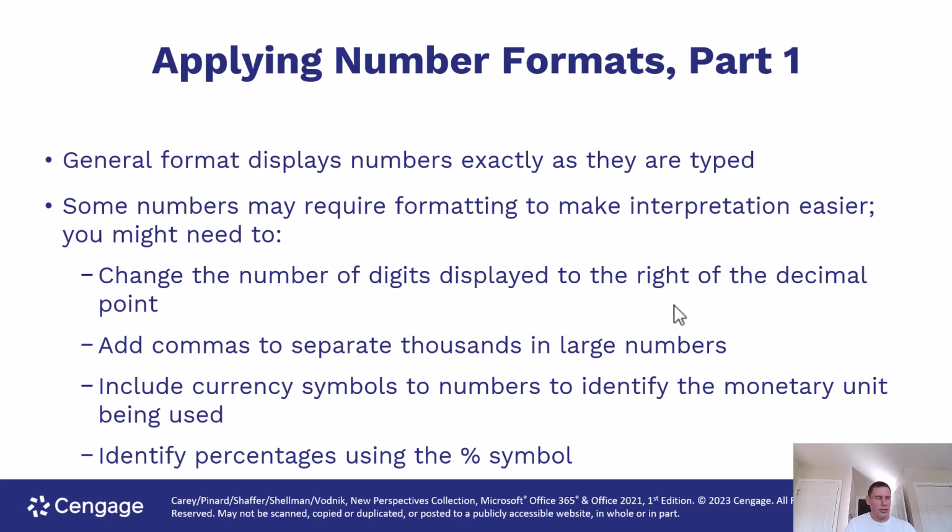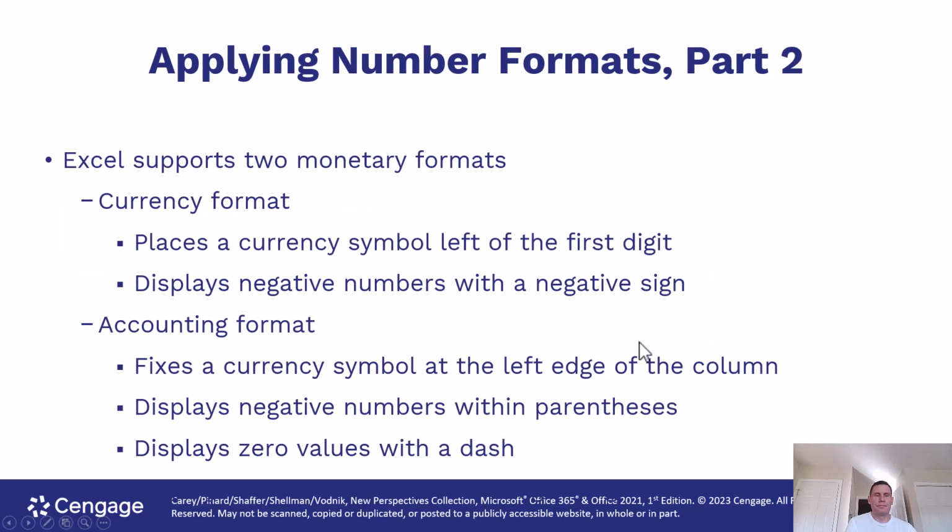Now, Excel supports two monetary formats. That's right, two. The currency format places a currency symbol left of the first digit, typically a dollar sign. It'll also display negative numbers with a negative sign. You can also put that in parentheses if you want. The accounting format fixes a currency symbol at the left edge of the column. That's kind of the accounting standard. It displays negative numbers in parentheses. That's kind of what I was saying. There's the accountant in me. And it displays zero values with a dash.